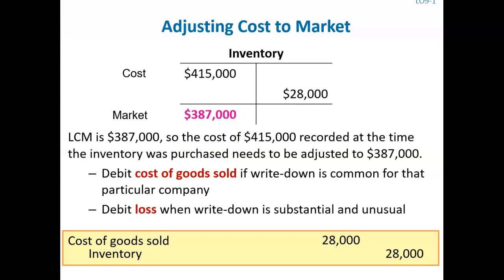In situations where a write-down is substantial and unusual, the write-down should be recorded in a loss on inventory write-down account.